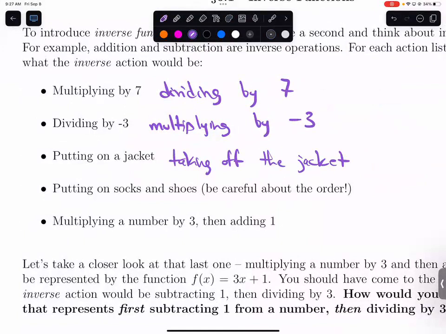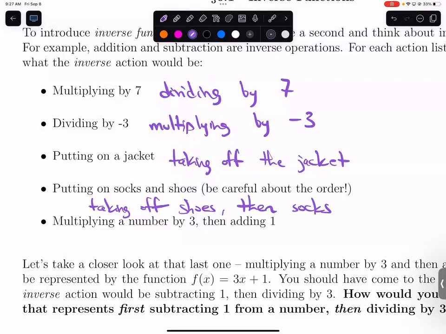Putting on socks and shoes. You're going to do the latest one first, right? So how would we reverse that process? Take off the shoes first, and then the socks. Taking off shoes, then, and the then part's important there, right? Then socks.